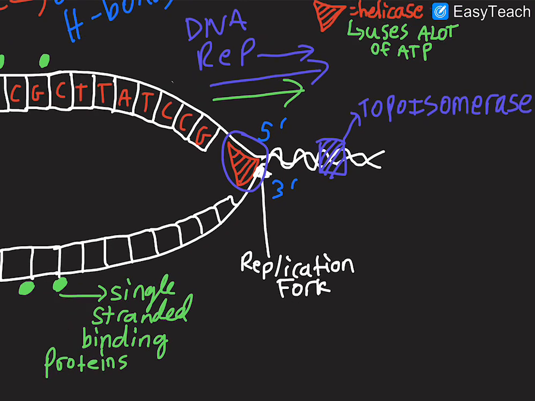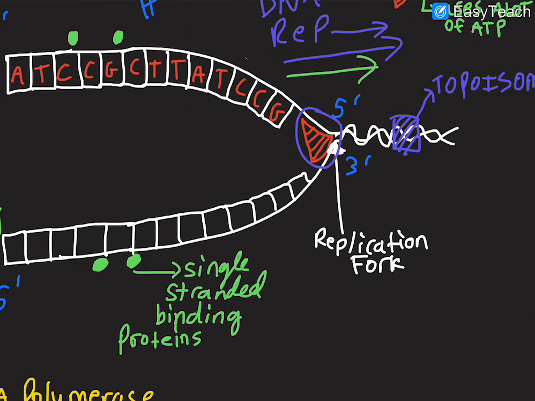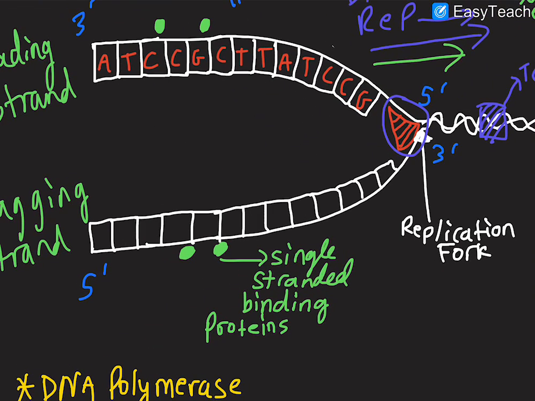That enzyme is called topoisomerase, okay? So topoisomerase is ahead of the helicase and making sure that we don't form too many supercoils, okay? Which is going to be important when we talk about certain drugs targeting topoisomerase. All right, so that's initiation.